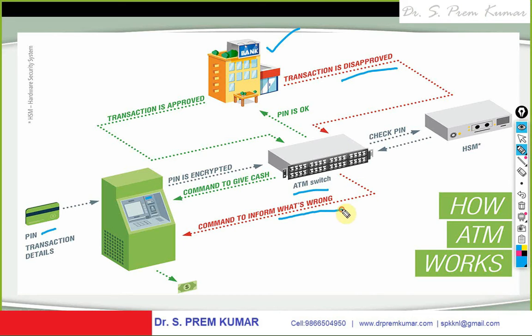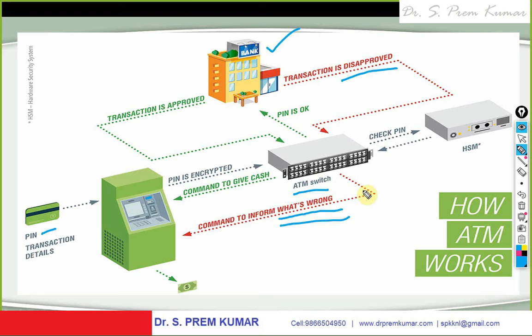It also gives the information about what is wrong. Why it is disapproved? You will not get cash. You will get an indication stating that your PIN is wrong, stating that you don't have a balance amount, stating that you are a wrong person, whatever may be.